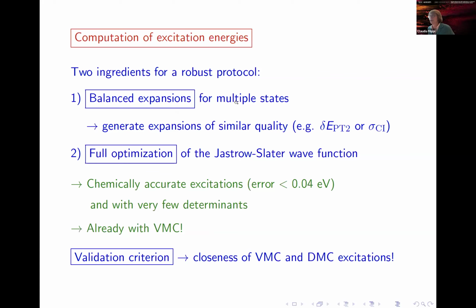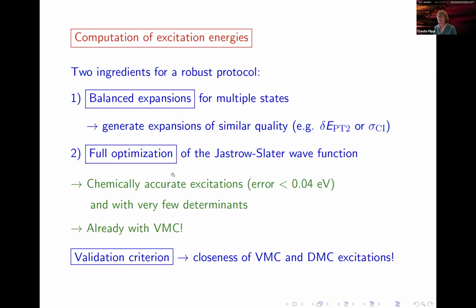Now, how do we compute the excitation energy? We are computing the excitation by computing different energy states, okay? So we need to have some balanced expansion for the multiple states. And so we generate expansions of similar quality. We either target the same variance at the CI level or the same PT2 correction, viewing it as the distance from the full CI result, okay?